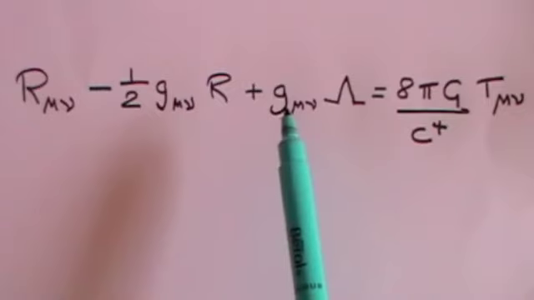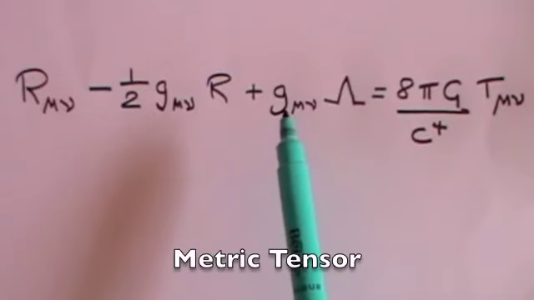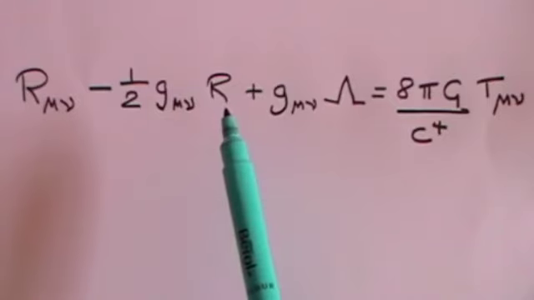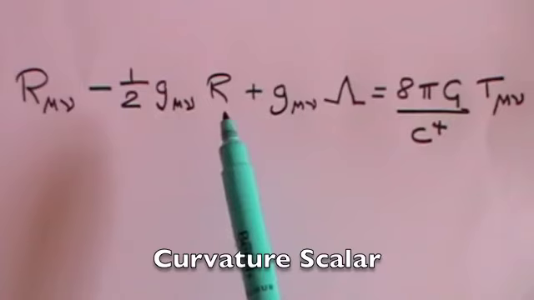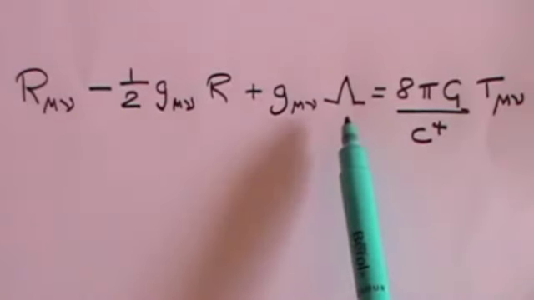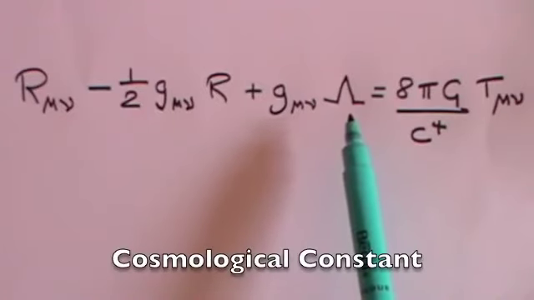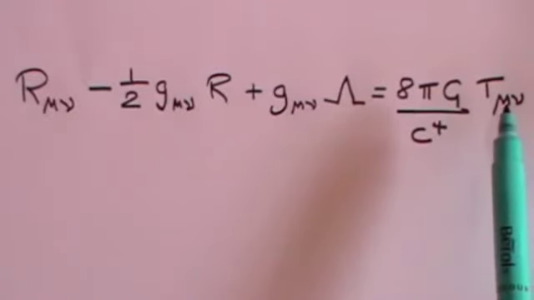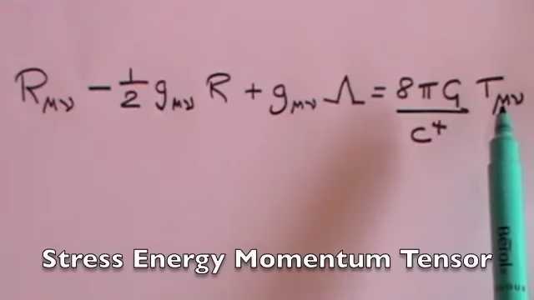Then in 2 places we've got this term g mu nu. g mu nu is the metric tensor. We'll derive that. Then we have R, but with no indices. That's called the curvature scalar, and we'll show what that is. Then we've got capital lambda, which turns out to be the cosmological constant, and we'll explain the reason for that. And finally, we've got T mu nu, which is the stress energy momentum tensor, and we'll try to explain what that is.